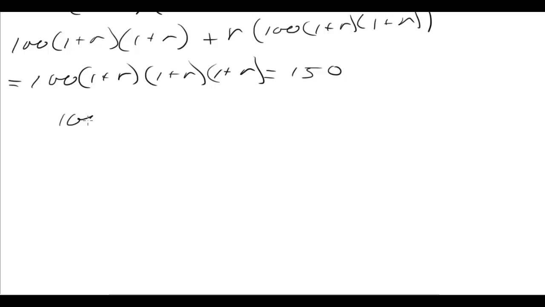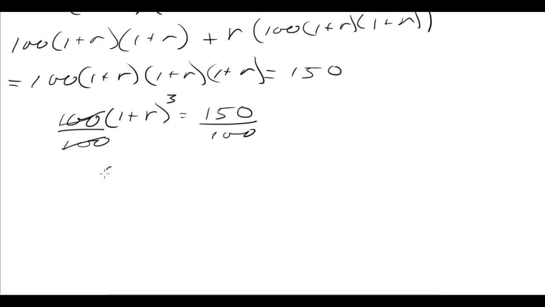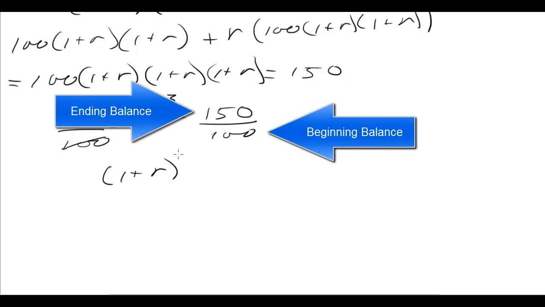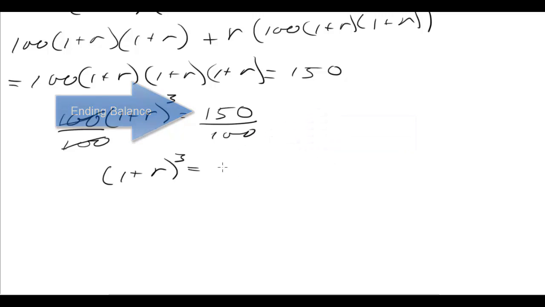Now, first thing we're going to do is simplify it. (1 plus r) times (1 plus r) times (1 plus r) is the same as (1 plus r) quantity cubed. And that's going to equal $150. All right, we're going to get rid of this 100 by dividing both sides by 100. We have to divide both sides to keep the equation equal. 100 divided by 100 is 1. 1 times anything is anything, so we're left with (1 plus r) quantity cubed, my ending balance over my beginning balance. Now I can simplify this. This is going to be 1.5, or 3 halves if you like. 1.5 is easier for the calculator.